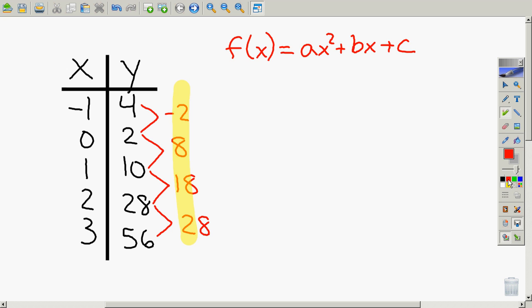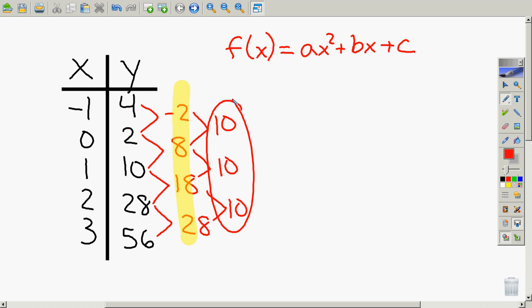We need to do the change in the change. And so we'll go one deeper here. And when you subtract all these, we get 10. 18 minus 8 is 10. And 8 minus a negative 2 is also 10. So it looks like we found the rate of change, the constant, is 10.